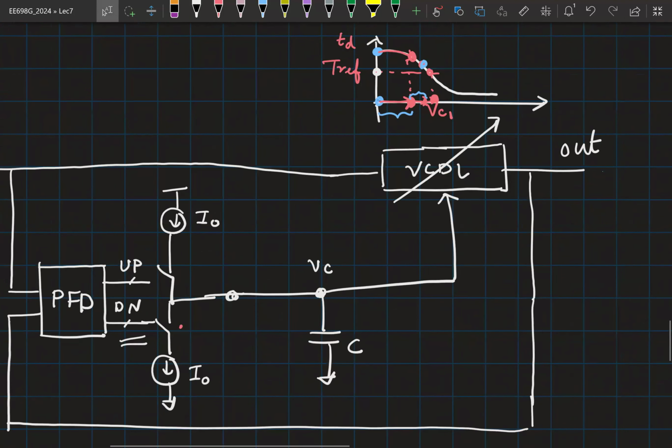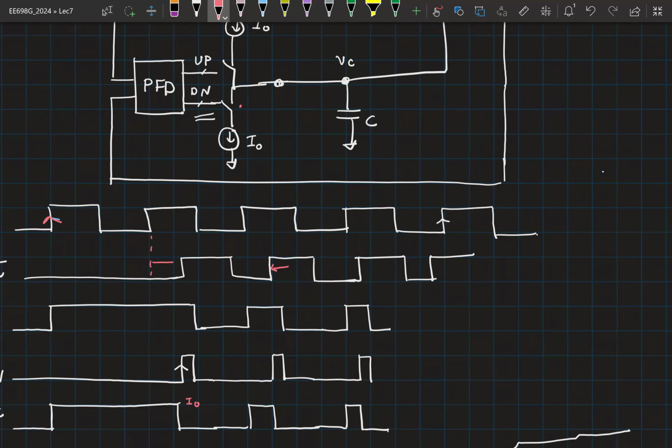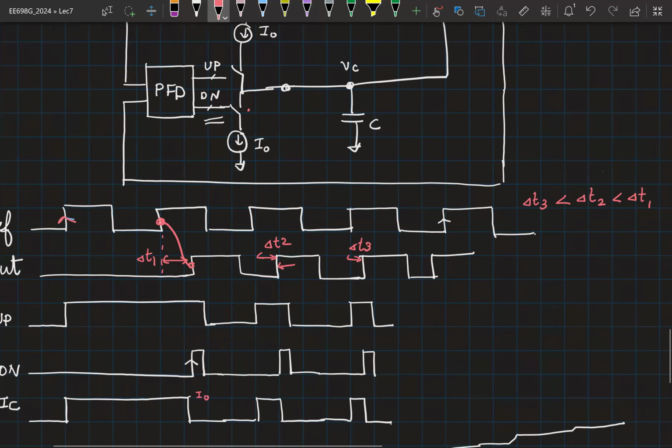Okay? So if I were looking at the delays, ideally we wanted this to lock to this edge that corresponds to the delay of the VCDL becoming 1 TREF, right? So after every period, if I call this delta T1, this is delta T2. Let's say this was delta T3. So with every period, your delta Ts were reducing. So your delta T3 is smaller than delta T2, which is smaller than delta T1. And eventually the loop will achieve the lock.